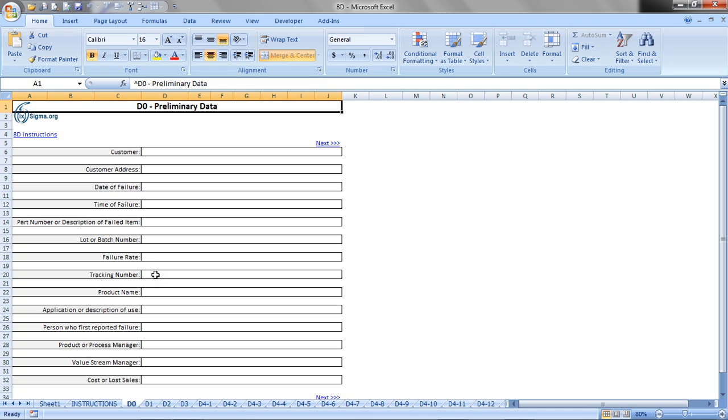Parts are coming back to the factory for evaluation. The product name, the application or description of where the part's being used, the person who first reported the failure, the product or process manager where the part is manufactured, the value stream manager if that's appropriate, and then the cost of the failure or lost sales. So let's go back over to the presentation.